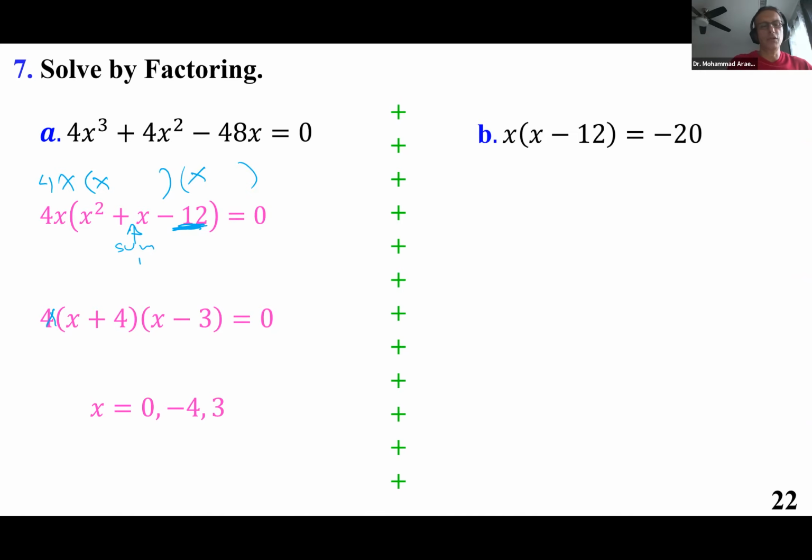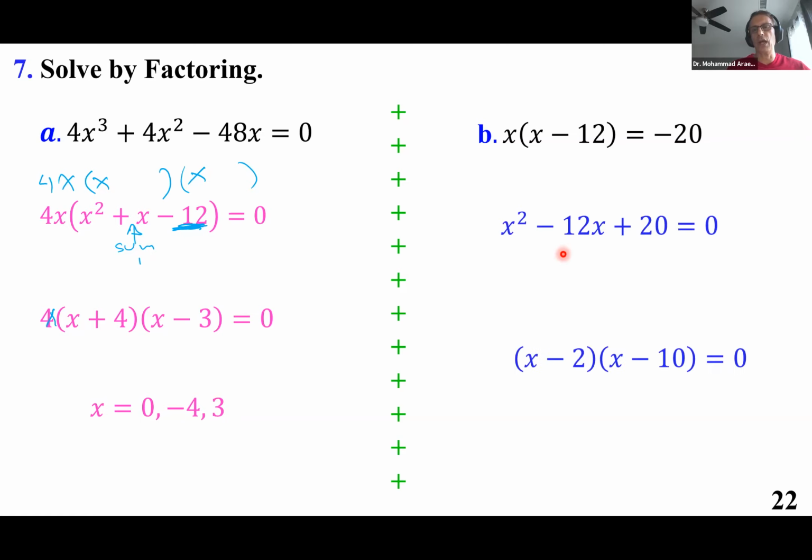We distribute the x, we get x squared minus 12x. We bring the -20 to the other side, becomes positive. We do the factoring. We want two numbers, the product is 20, the sum is -12, x minus 2, x minus 10, so x is either 2 or 10.